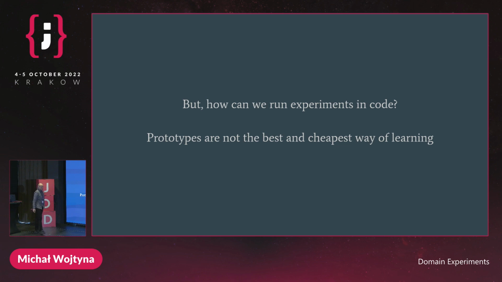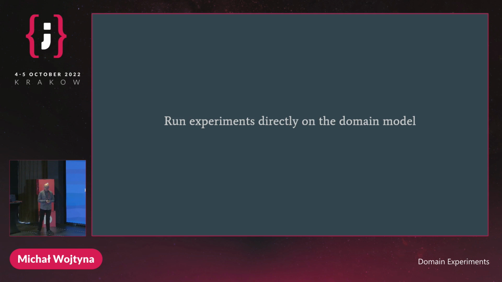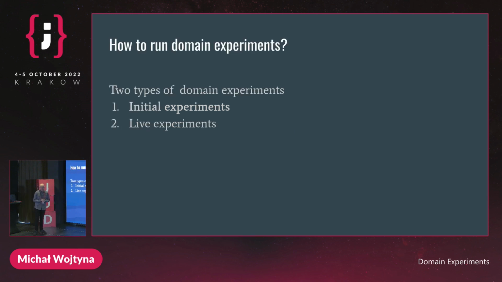Okay, so I said it's all about experimenting, right? About building, trying new stuff. But how can we run these experiments in code? As I said, prototypes might be a good idea, but they're simply costly, and the feedback loop, so the learning rate, is too slow. So instead, we can run these experiments directly on the domain model of our software. Okay, so how can we run these domain experiments?